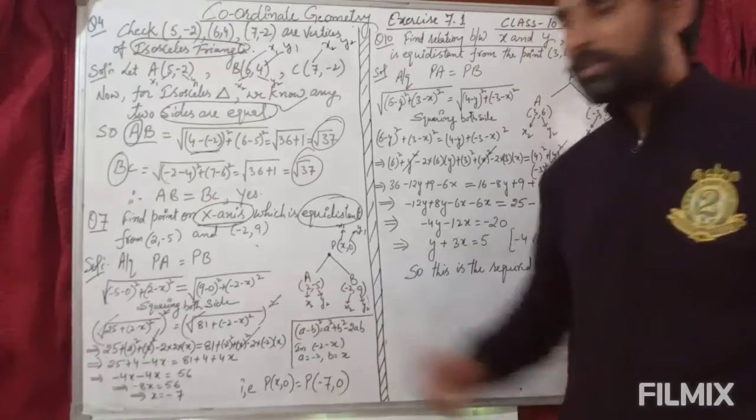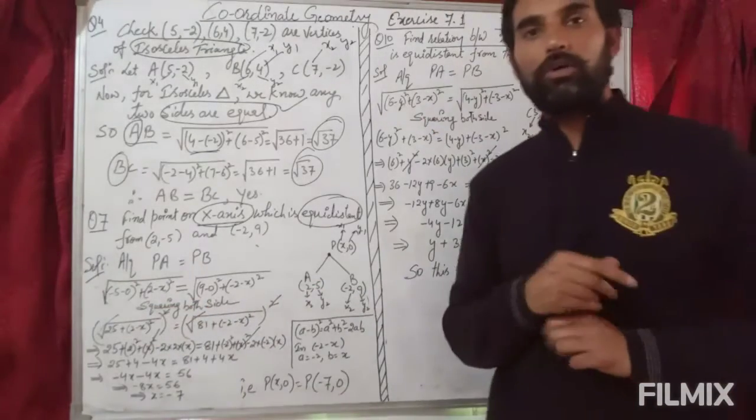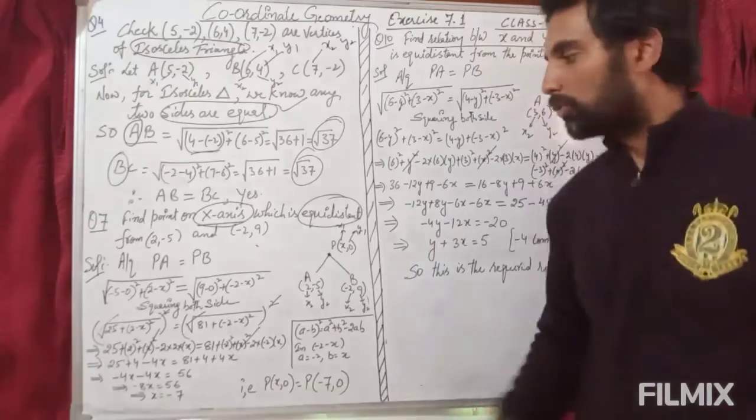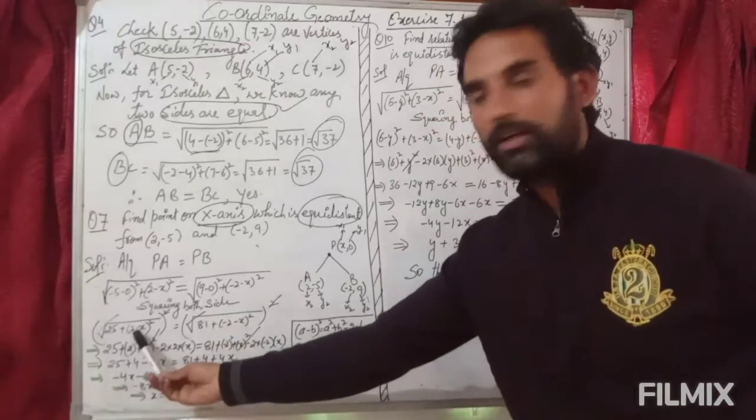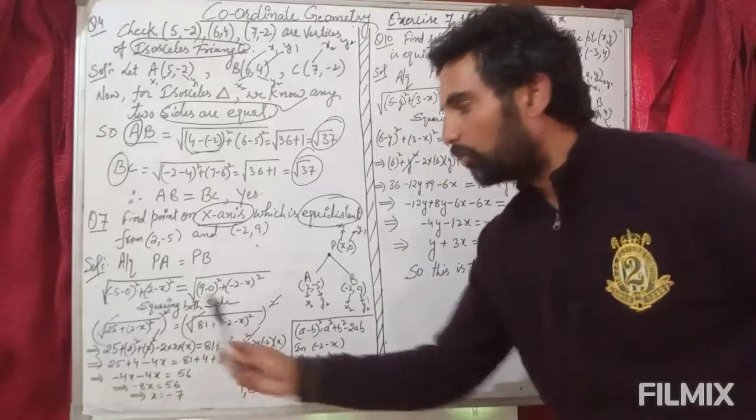Here is the important step, squaring. Because we have a square root on both sides, we have to cancel the square root; only then can we find the value. So I have done squaring on both sides. Here I just do squaring. Squaring and under root cancel, squaring and under root cancel.